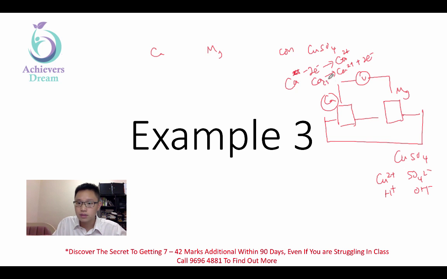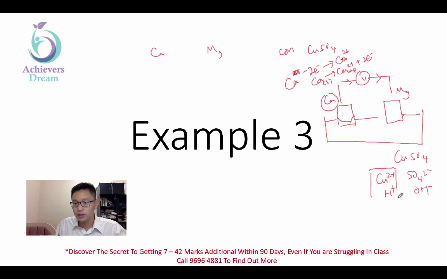Okay, solid aq. That's why calcium will decrease in size. Calcium electrode will decrease in size. Whereas the magnesium electrode, what happens when electrons flow from here to here? So who is going to get the charge? Who is going to accept the electrons?